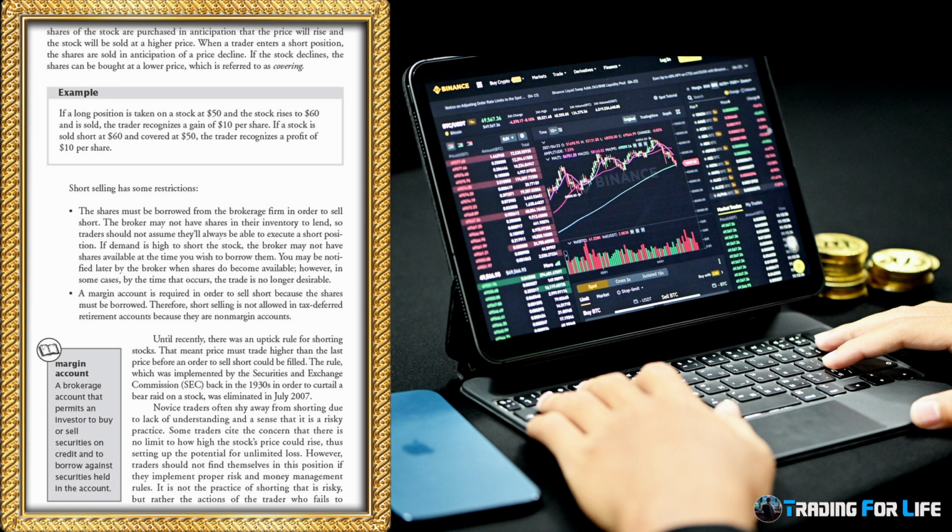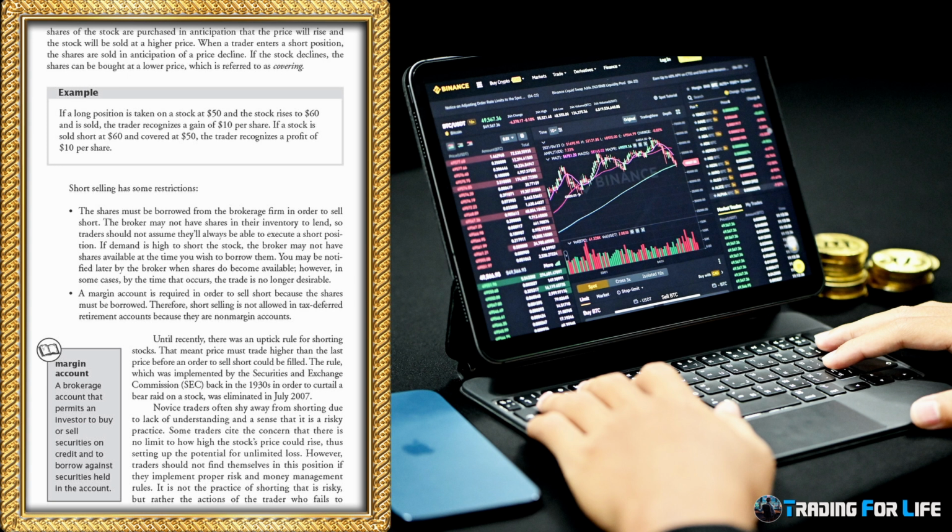Short selling has some restrictions. The shares must be borrowed from the brokerage firm in order to sell short. The broker may not have shares in their inventory to lend, so traders should not assume they'll always be able to execute a short position. If demand is high to short the stock, the broker may not have shares available at the time you wish to borrow them.